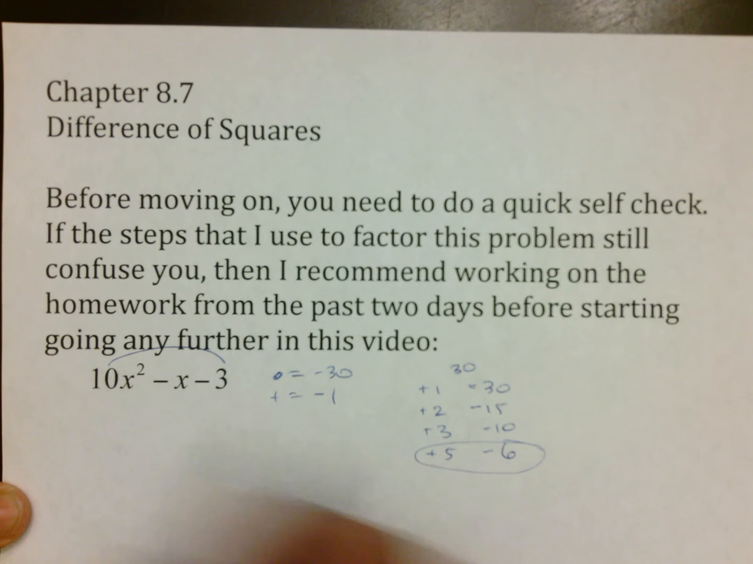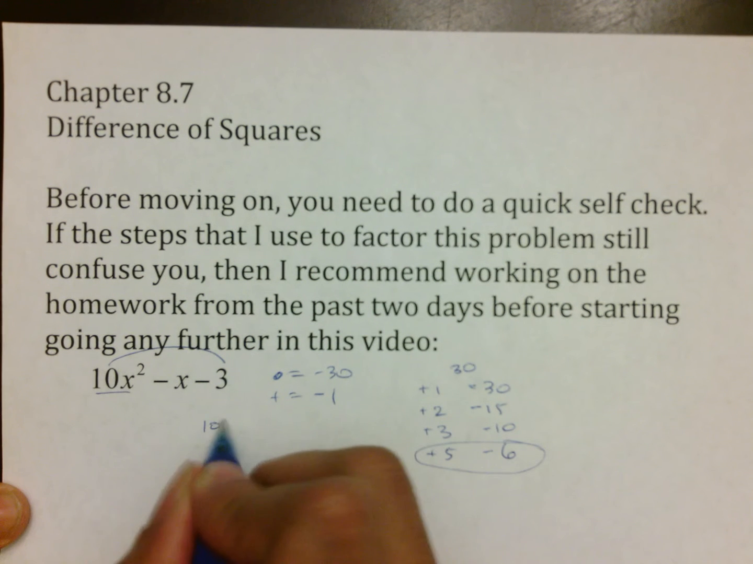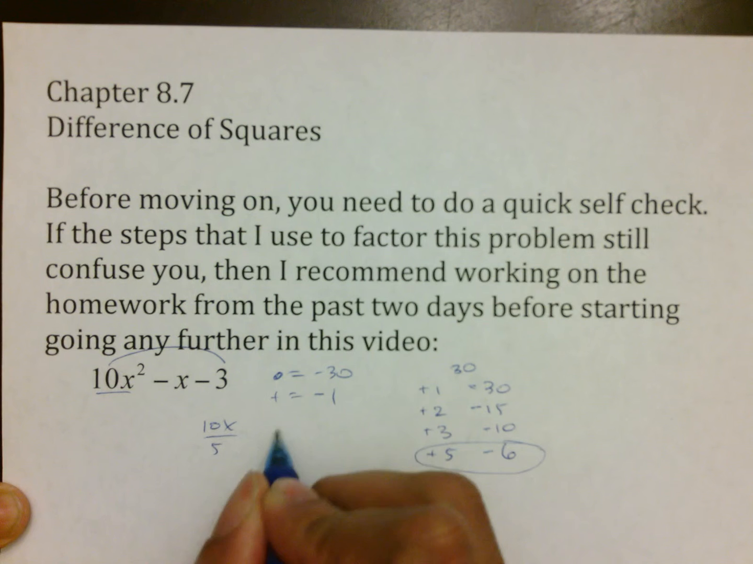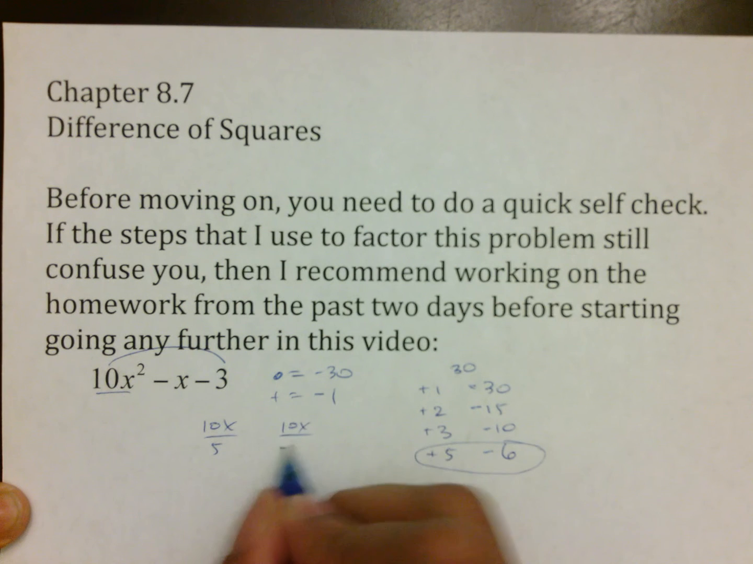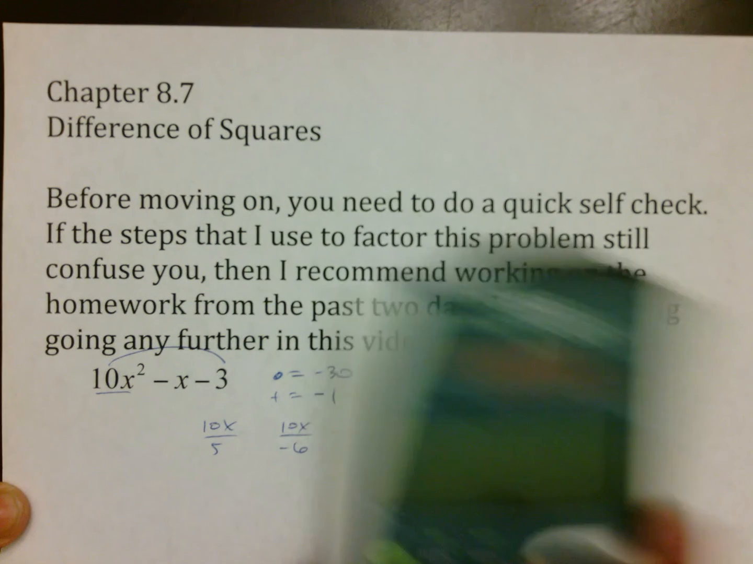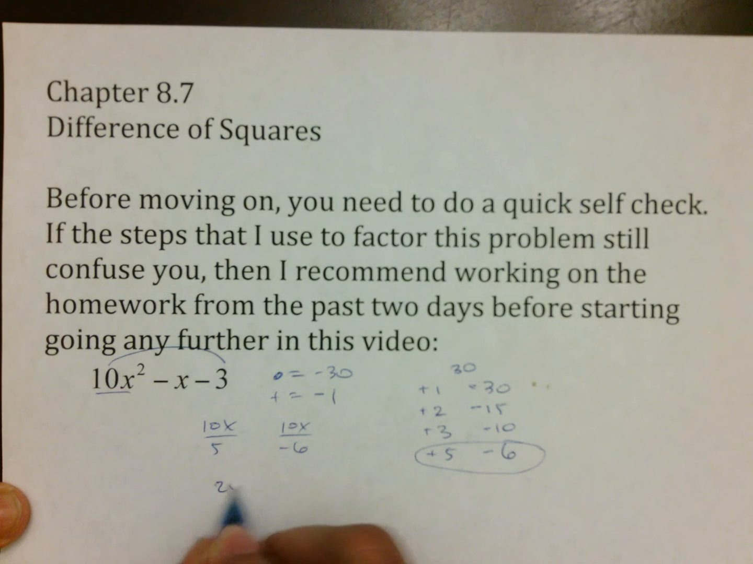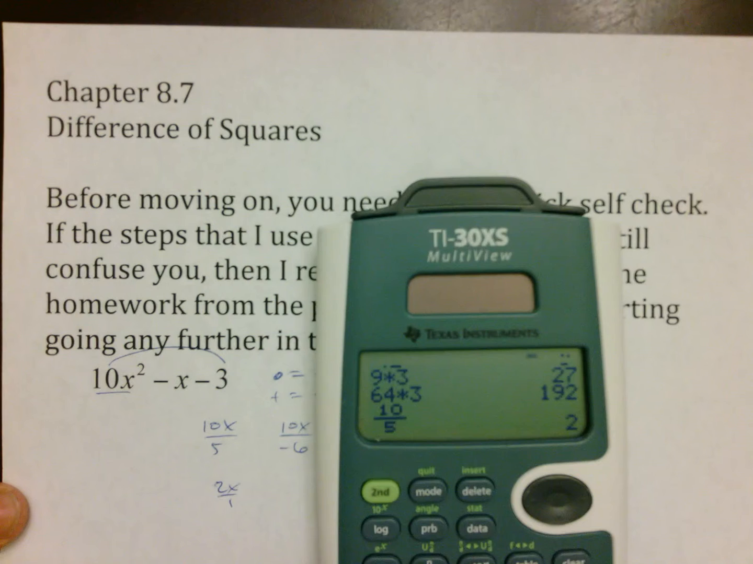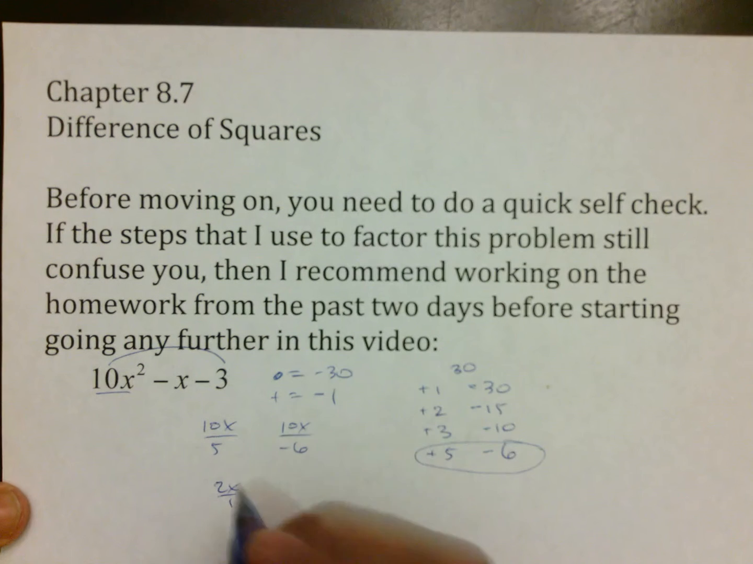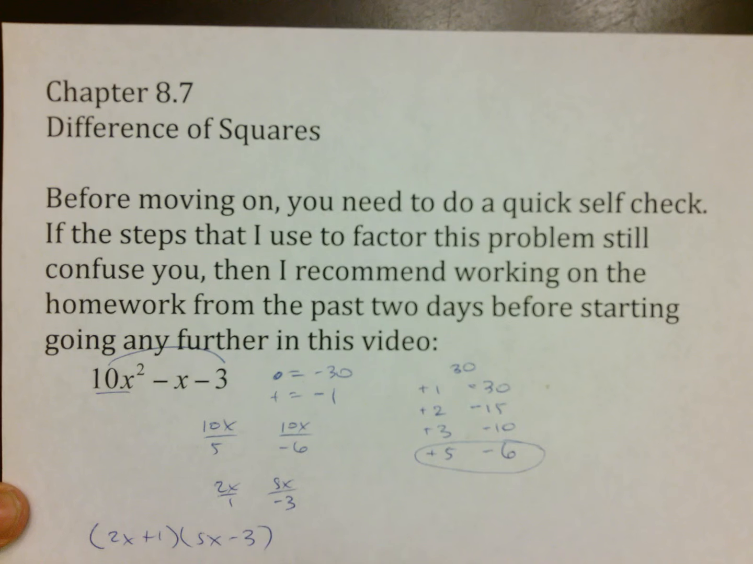We then take these numbers with here and do 10x over 5, and we do 10x over negative 6. We then reduce both of those. 10x over 5, or 10 over 5, turns into 2, which means that actually is 2x over 1. And 10 over 6 turns into 5/3, which means that it's 5x over negative 3, which means in the end my answer is 2x plus 1 times 5x minus 3.